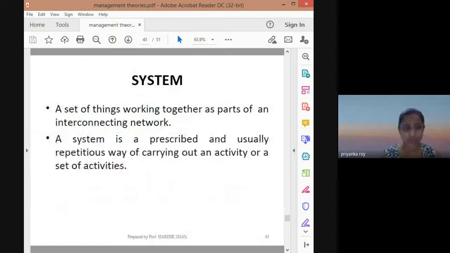The system management theory is a set of things that are working together as part of an interconnected network.